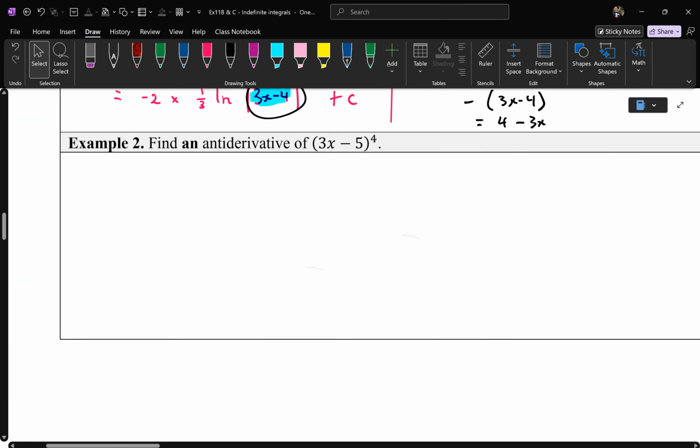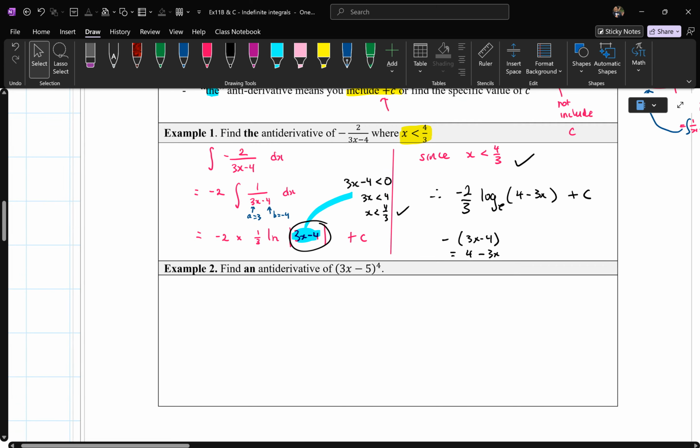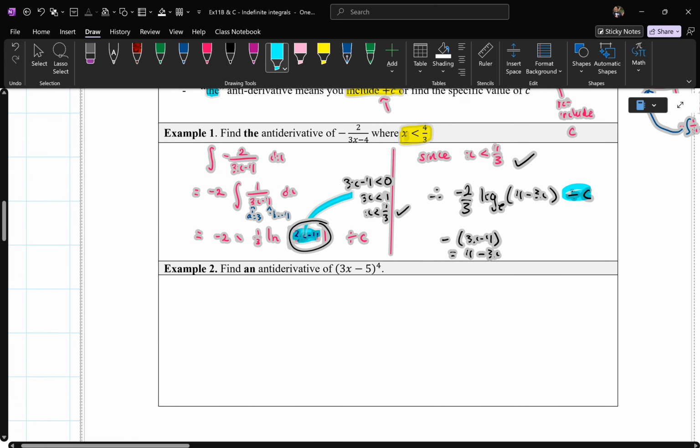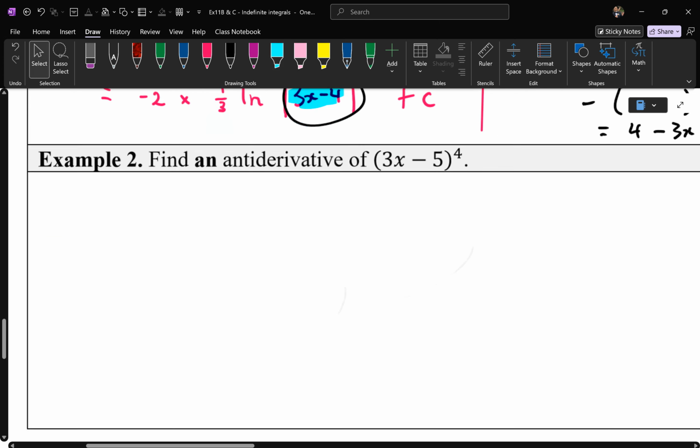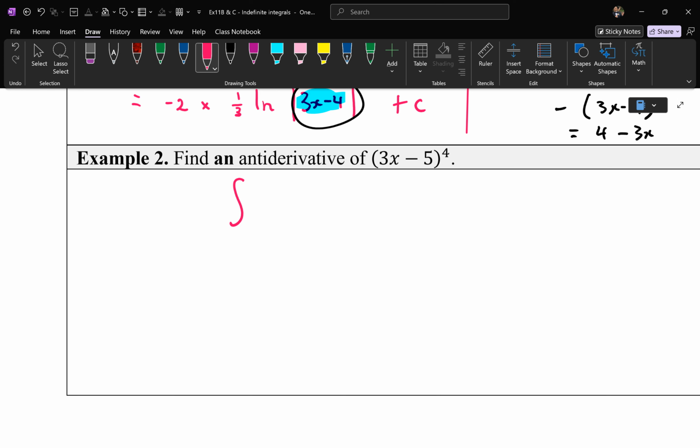All right, team. Next one. And don't forget to put the plus c because it said find the antiderivative. Make sure to have the plus c. All right. Next one. Who wants to have a go with this one? So find an antiderivative. Do you include the plus c or not? No, you don't have to. You can use any other value. If you use c equals 0, then you don't have to put the c value there.